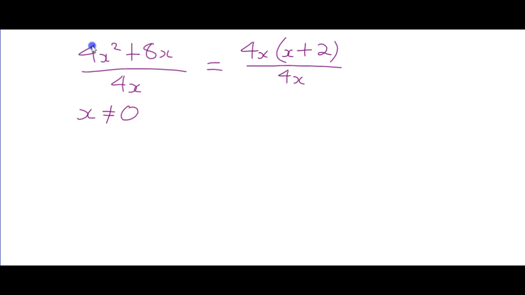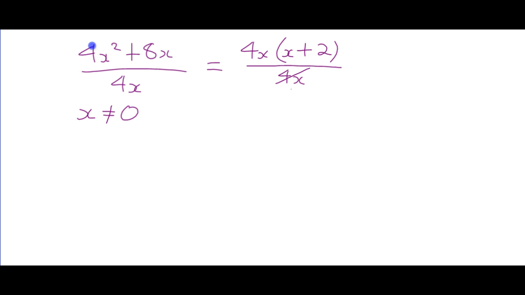Now, usually I do that after I factor the numerator and denominator, but the denominator is already factored, so we don't have to worry about that. We can just state the restriction. So what value of x is going to make 4 times x 0? If x is 0. Okay, so x cannot be 0.